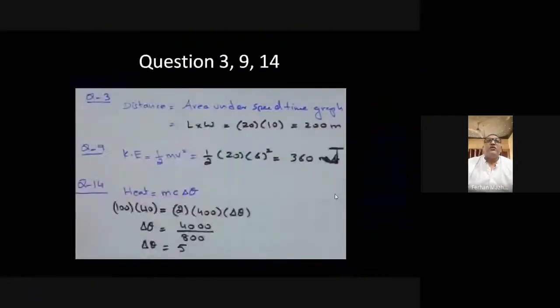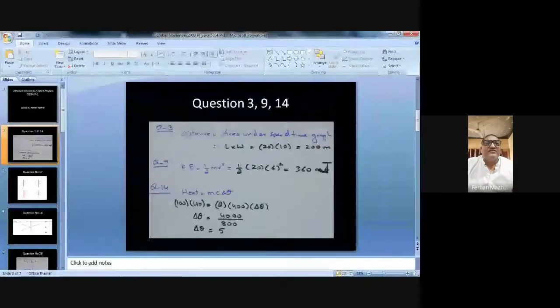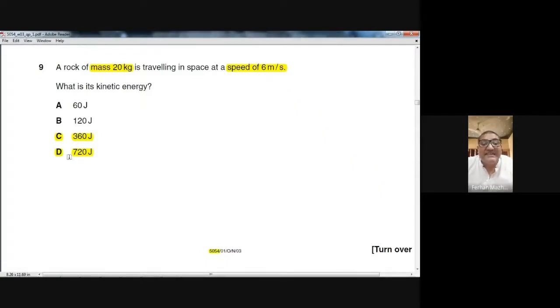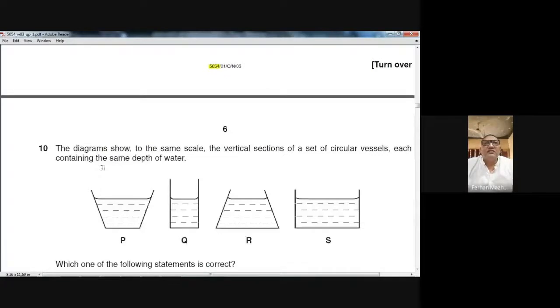And here we go. Question number 9, kinetic energy is equal to 1 by 2 mv square. So it will be 1 by 2 multiplied by 20 multiplied by 6 square, and the answer will be 360 joules. 360 joules is the answer. So let's see, 360 joules is, oops, C is the answer, 360 joules. By mistake, I have highlighted the D also. C is the choice. C for cat. Question number 9, C is the right choice.